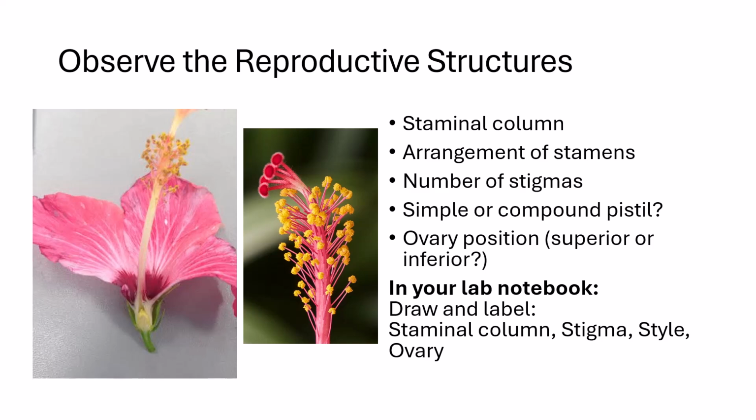Now determine ovary position. Does the ovary sit above the attachment of petals and sepals or below? Record whether it is superior or inferior. Now draw the reproductive structures in your notebook. Label the staminal column, stigma, style, and ovary. Indicate whether the pistil appears simple or compound based on stigma branching and ovary structure. Pause and complete your drawing.